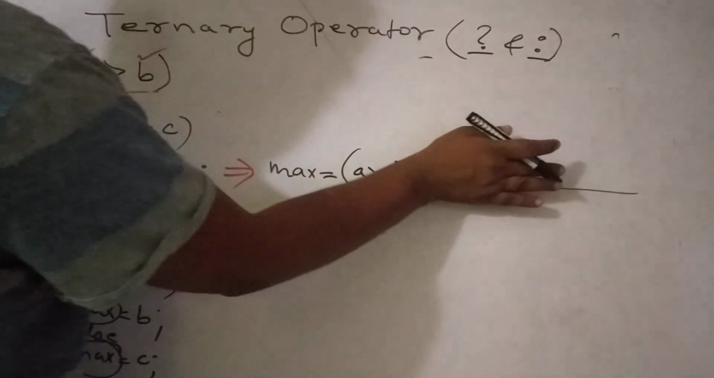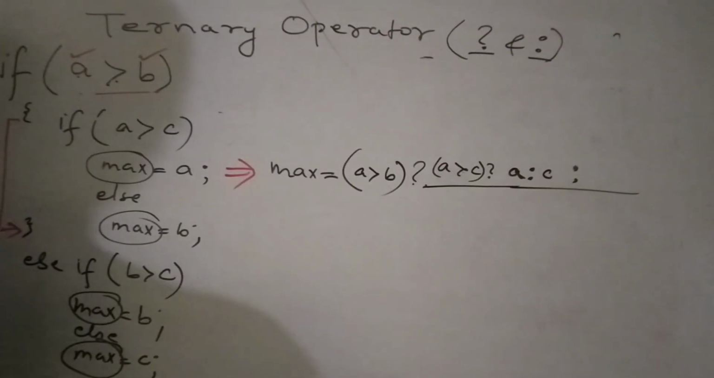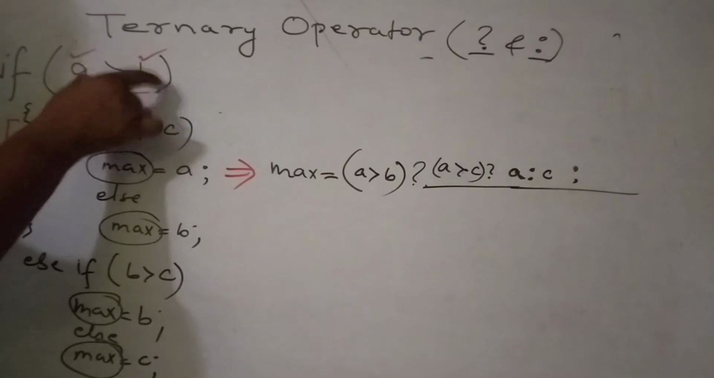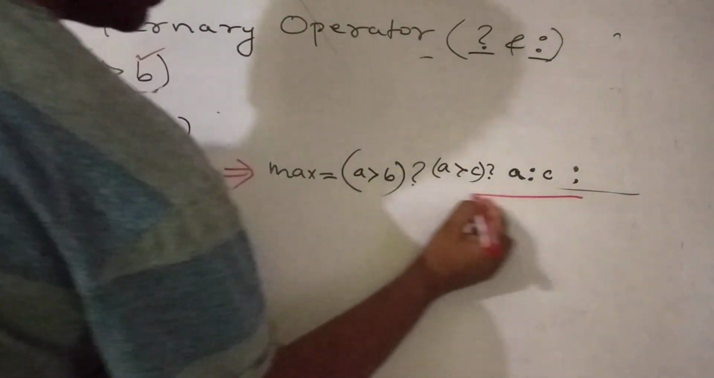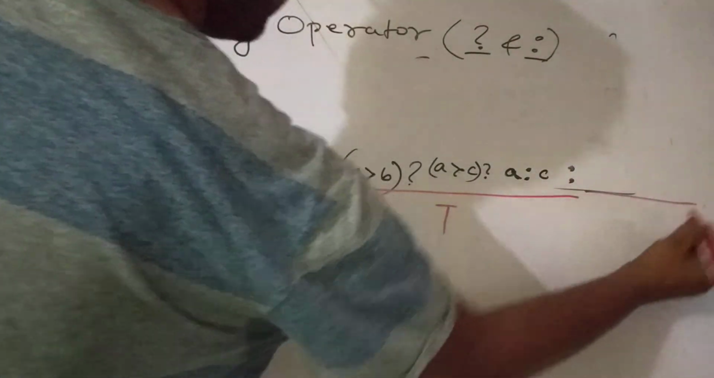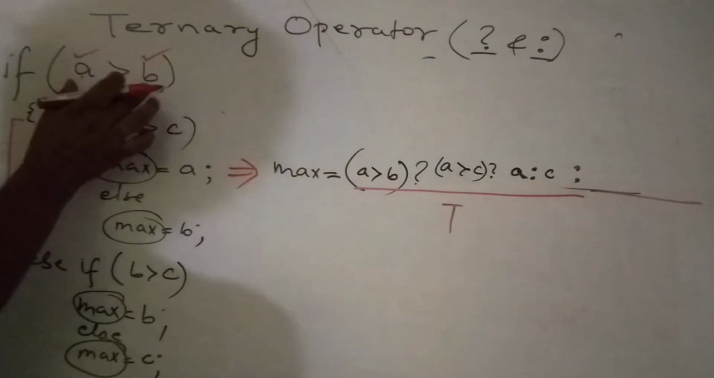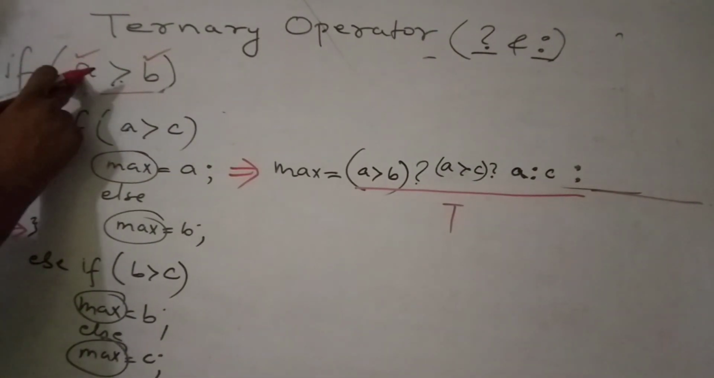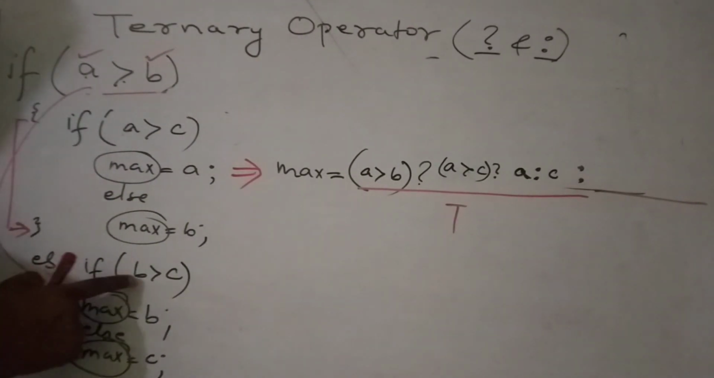So now close this loop. Think this is false. If this is false, means this is your true part. So now if this is false, where will it go? It will move on to the false part. So false means A is not greater than B, where will it go? It will move on to the else part. So in else what is there?